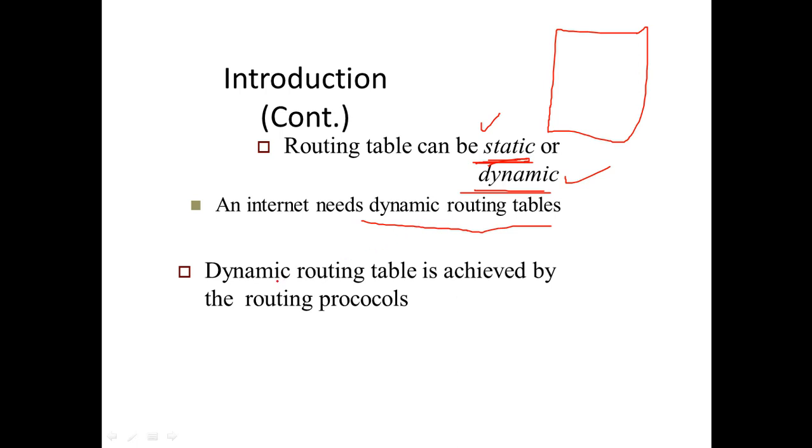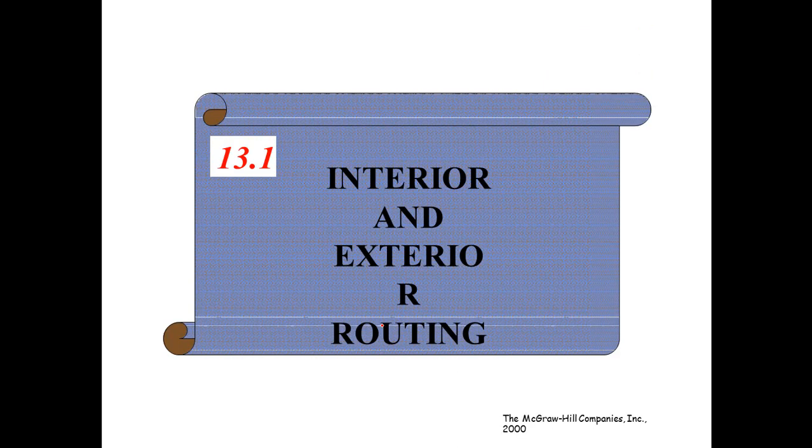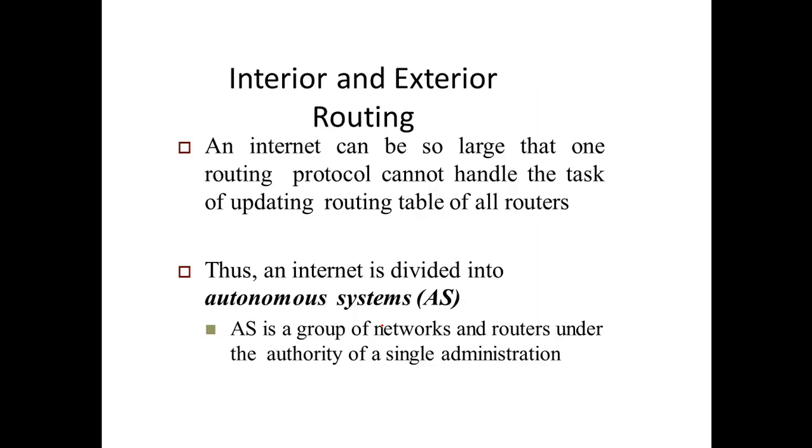So dynamic routing table is achieved by the routing protocol. So how can you achieve this routing protocol? Let's start with some basic terminologies, that is interior and exterior routing. So what is this interior and exterior routing?